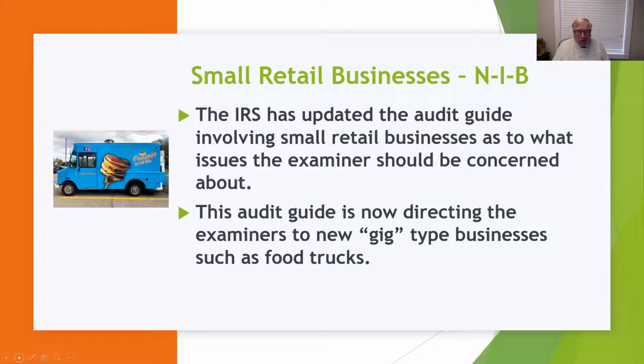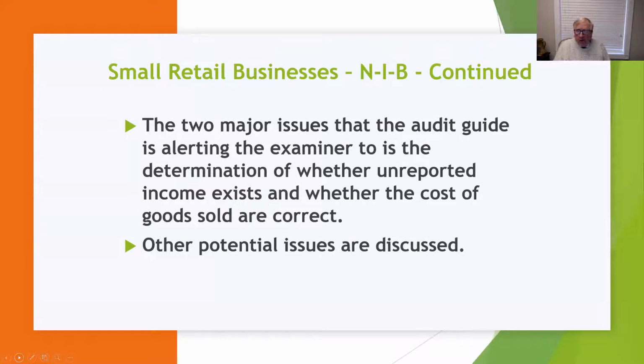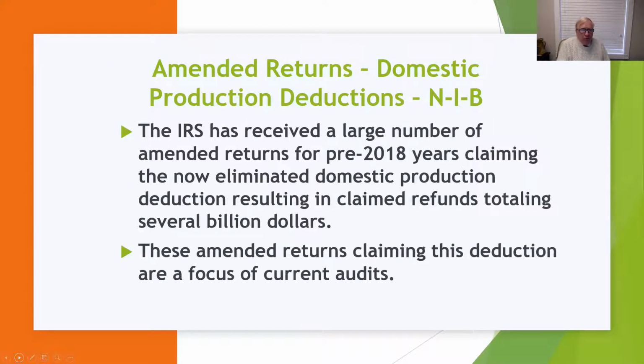Now, this audit guide, which has been updated, is now directing the examiners to new gig type businesses, such as food trucks. And two major issues that the audit guide is alerting the examiner to are determination of whether unreported income exists and whether the cost of goods sold are correct. Having good records, particularly with these food trucks, and this is a new area, it's coming about in the last 5 years, is very important, and to consult the client on this. They have other potential issues that are discussed.